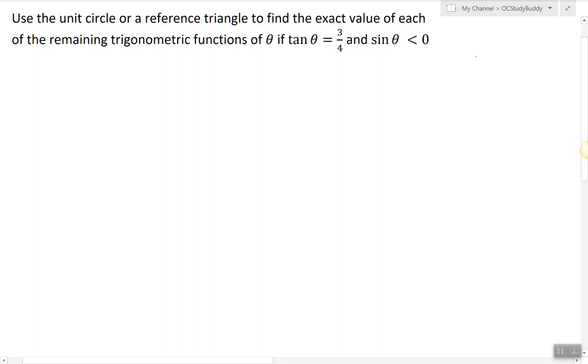Sine of theta is negative, means it's either quadrant 3 or quadrant 4, but also tangent is positive. That means it can only be quadrant 3. So let's write that down here.